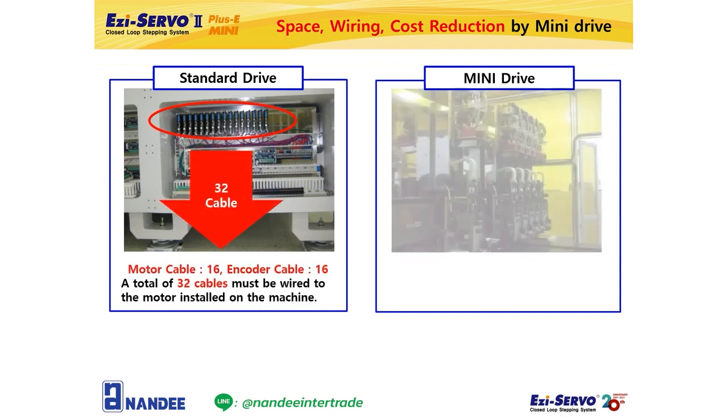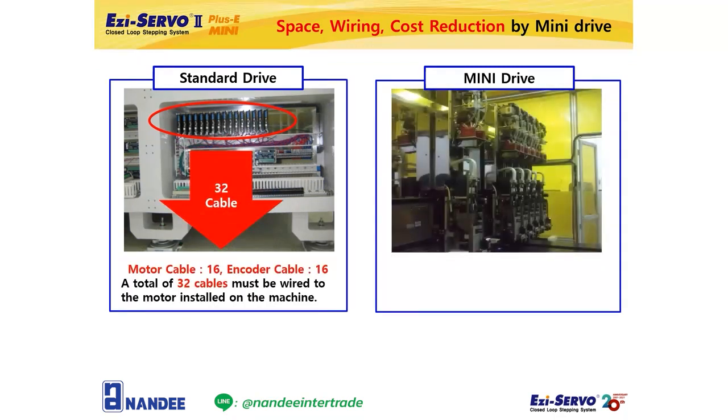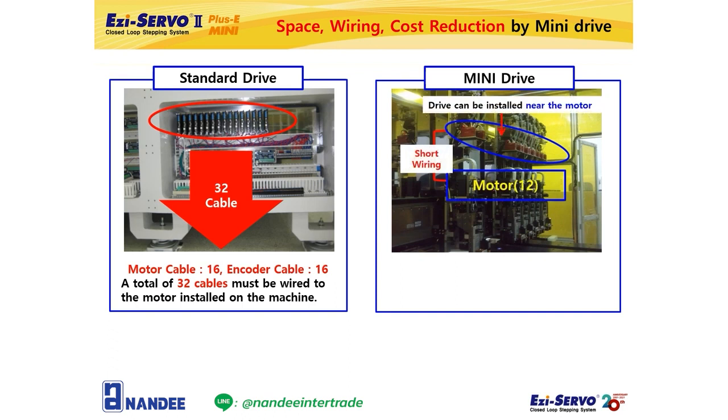If you look at the photo on the right, 12 axes of mini drive are applied to the machine. In this case, the distance between the motor and the drive is so close that the cable length is shortened. So there is no need for a separate space for drive installation as in the left. Therefore, the cable length is shortened and wiring is reduced, which can result in cost reduction.